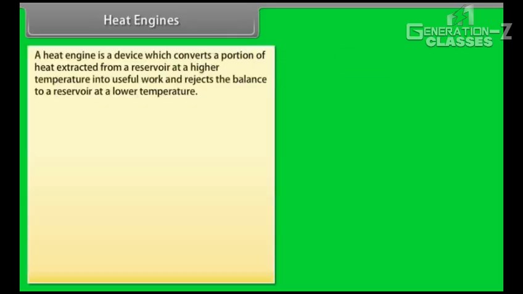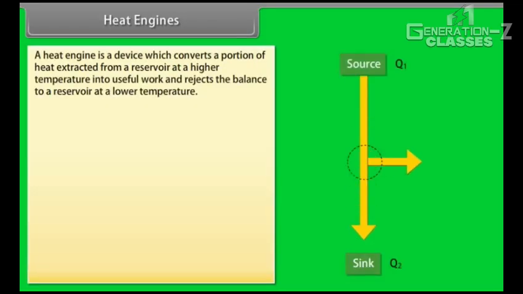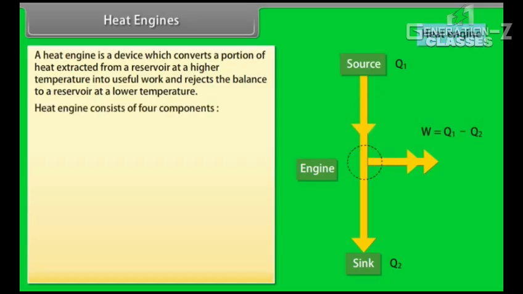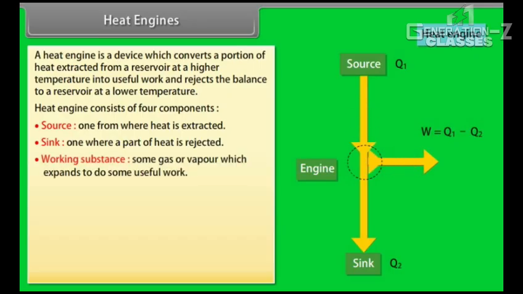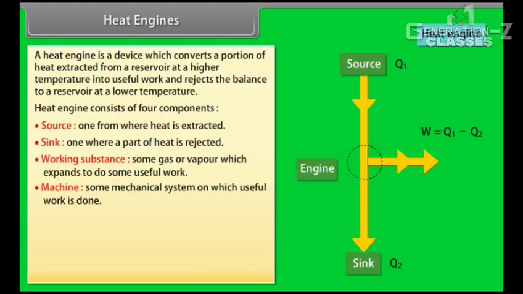Heat engines. A heat engine is a device which converts a portion of heat extracted from a reservoir at a high temperature into useful work done and rejects the balance to a reservoir at a lower temperature. Heat engines consist of four components. Source, one from where heat is extracted. Sink, one where a part of heat is rejected. Working substance, some gas or vapor which expands to do some useful work. Machine, a mechanical system on which useful work is done.